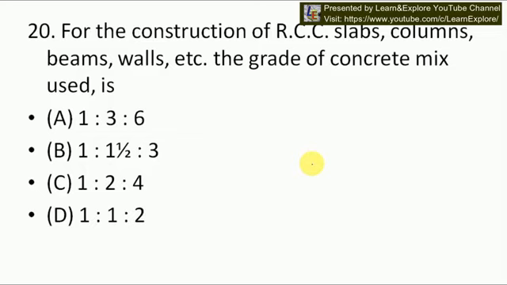1:1.5:3, C. 1:2:4, and D. 1:1:2. So our answer is obviously C. 1:2:4, because 1:2:4 is the concrete resulting when 1 meter cube of cement is mixed with 2 meter cube of sand and 4 meters cube of aggregates, right?